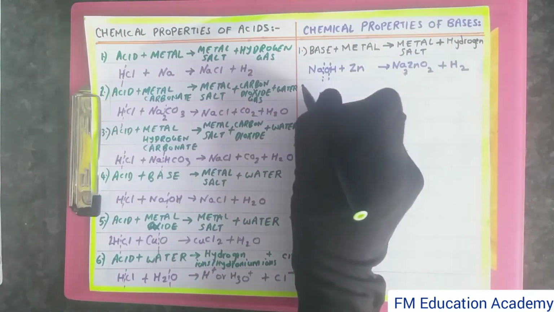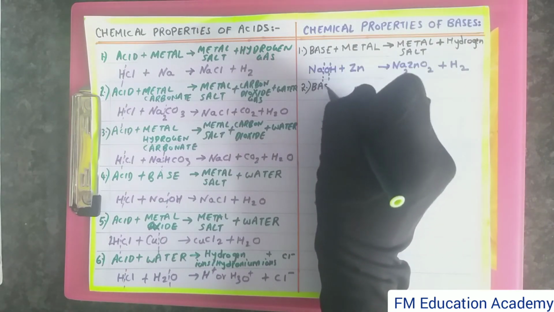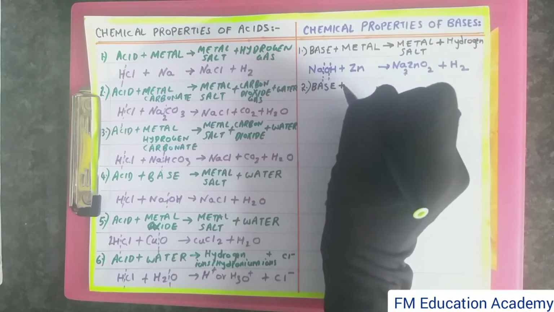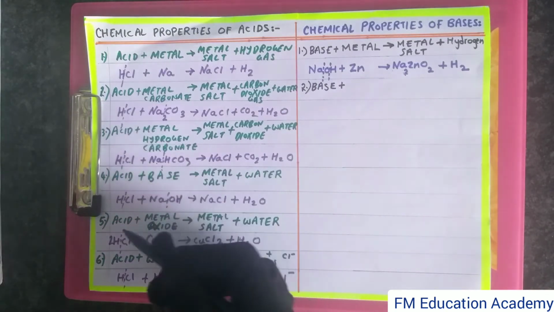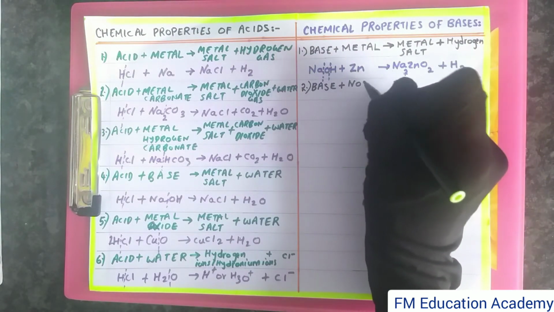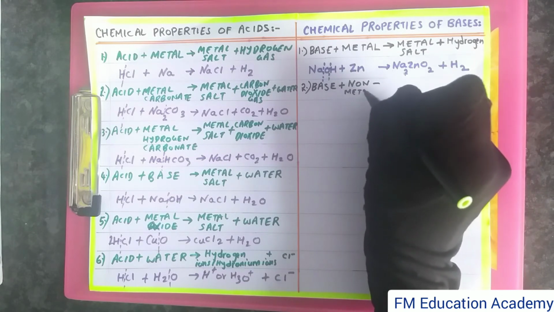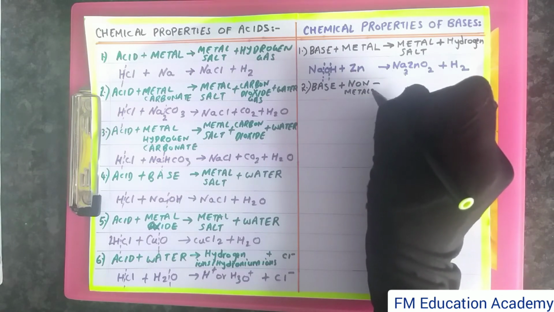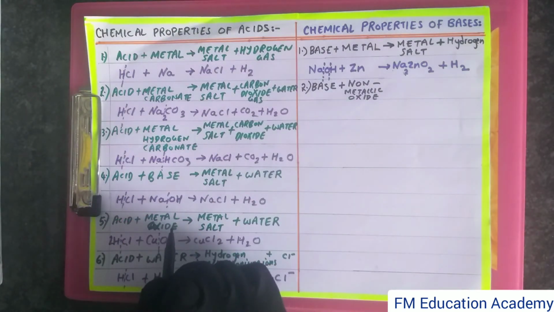The next point is that a base does not react with metal carbonate and metal hydrogen carbonate. As we can see here, acid is reacting with metal oxide. Similarly here, base is reacting with non-metallic oxide. Non-metallic oxide means an oxide of a non-metal. Remember, base reacts with an oxide of a non-metal, whereas acid reacts with an oxide of a metal.